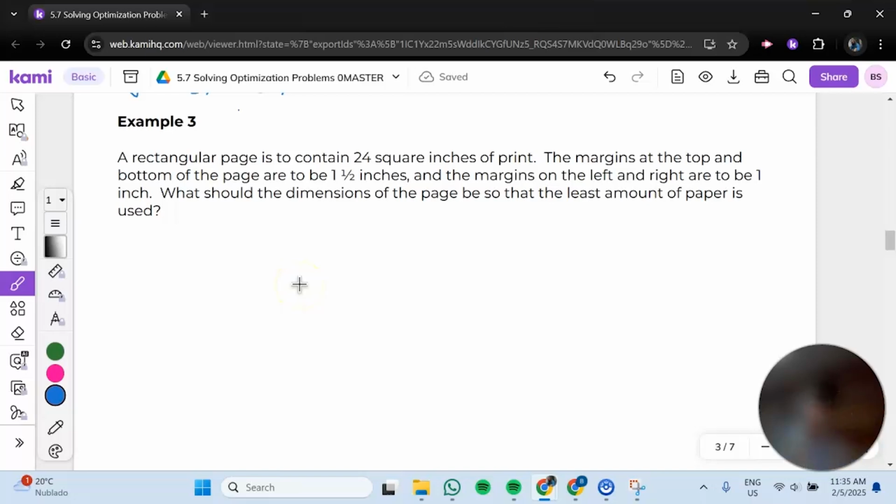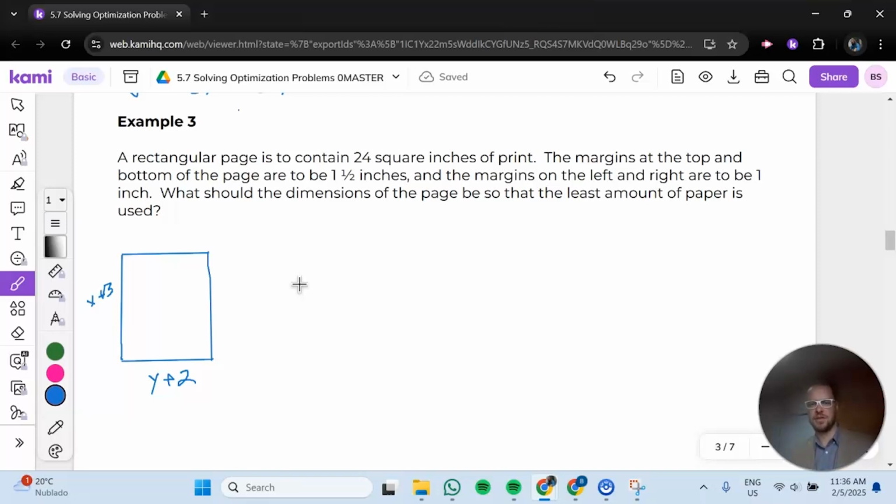All right, let's take a look at our next one here. Rectangle contains 24 square inches of print. The margins at the top and bottom of the page need to be 1.5. So let's go ahead and draw our page in here as best we can. So, and we're going to get, let's see, this is x plus 3, and this down here is going to, sorry, not, I can't read any of it. Y plus 2. There we go. Horrible.